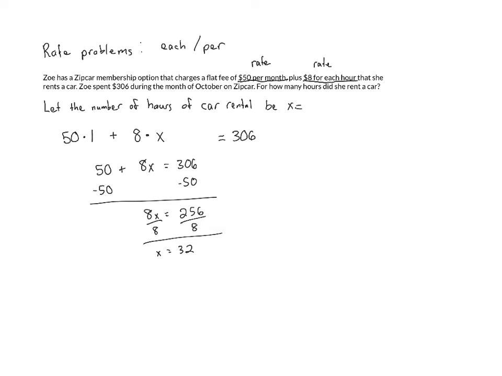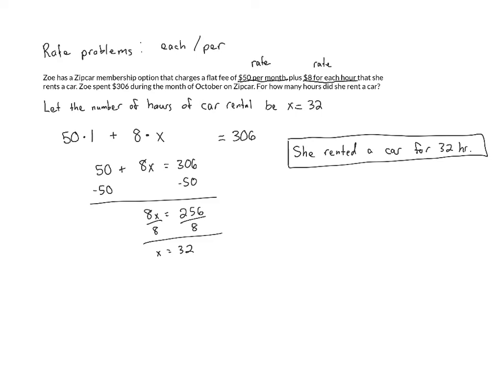We go back up to our let statements that x is 32, which represents the number of hours of car rental. It asked for how many hours did she rent a car, so we say she rented a car for 32 hours. And that's our final answer.